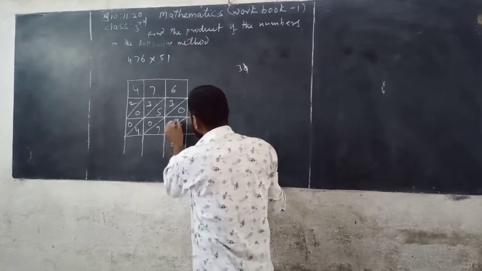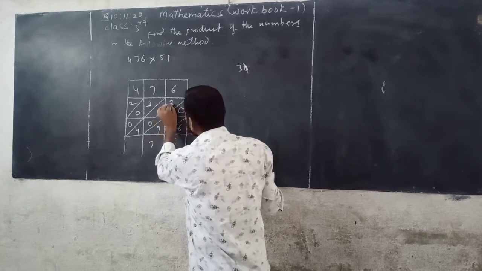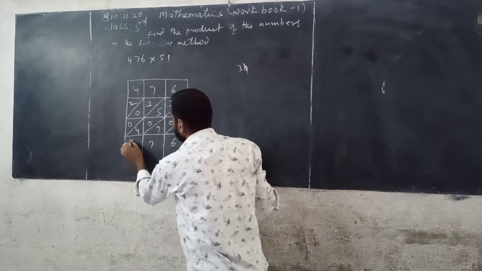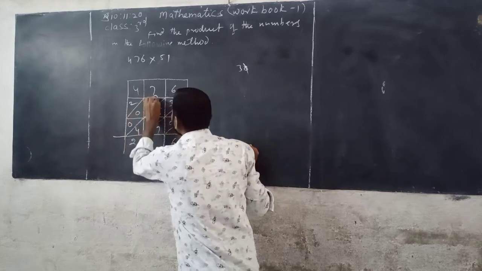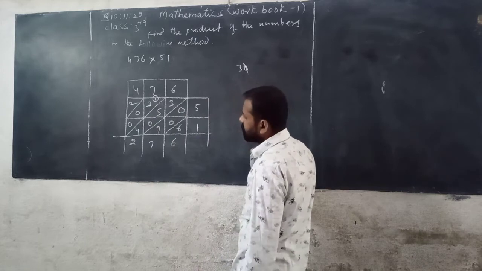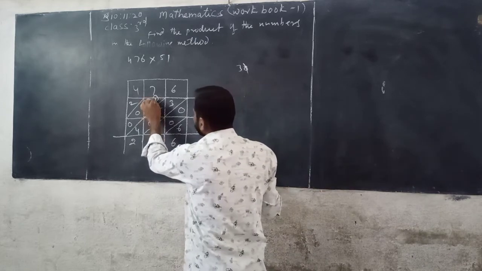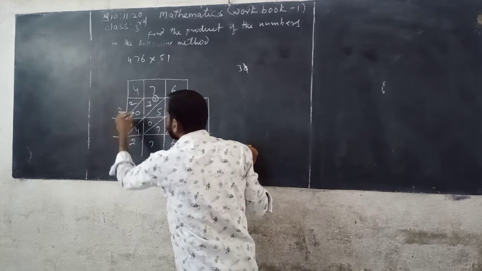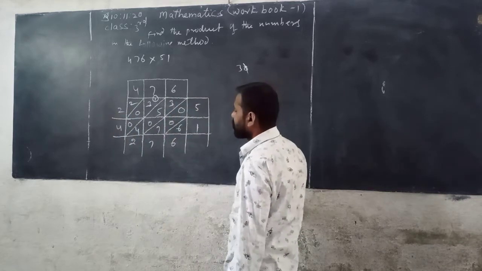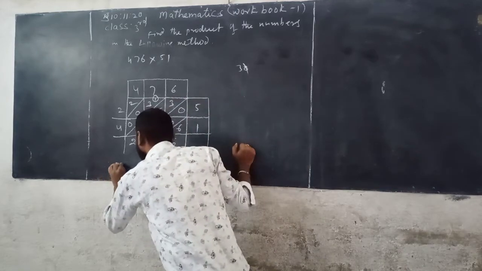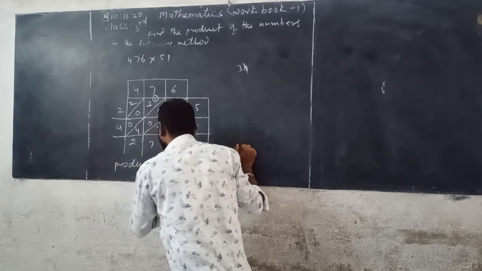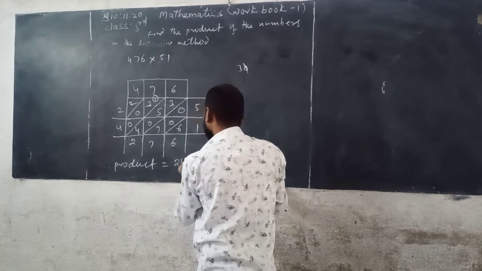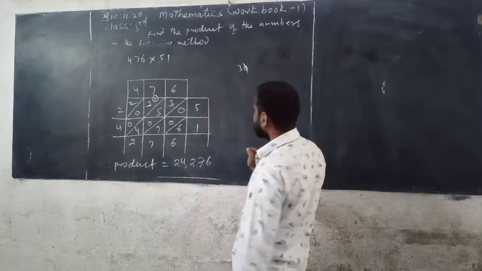See here 6. 0 plus 0 plus 7 is 7. 3 plus 5 is 8. 8 plus 0 is 8. 8 plus 4 is 12. 2 taking, 1 carrying here. Now next 1 plus 3 is 4. Here only 2. Write the product from left to right side. Therefore, the product is equal to 24,276.